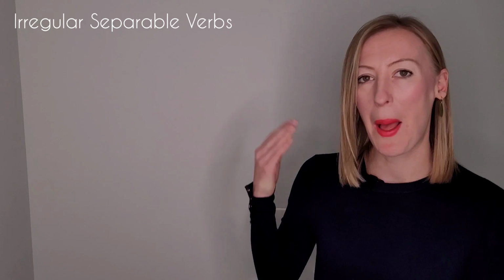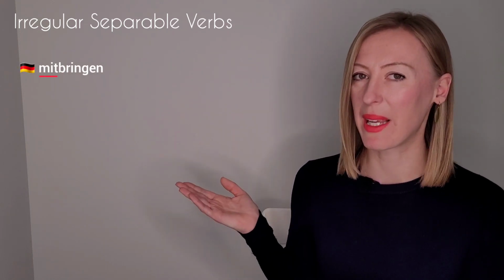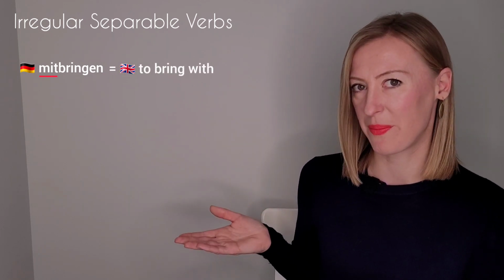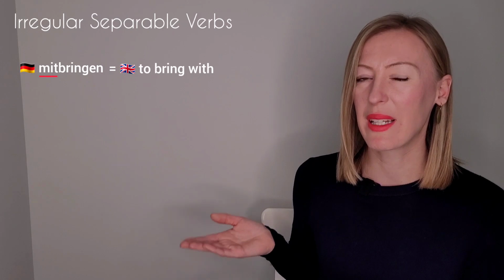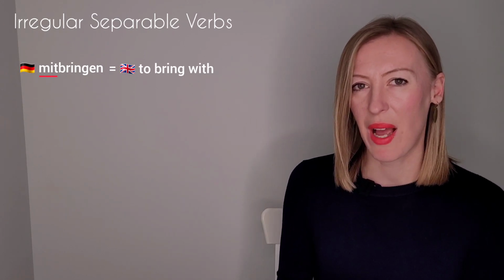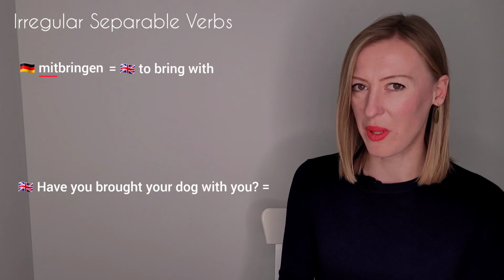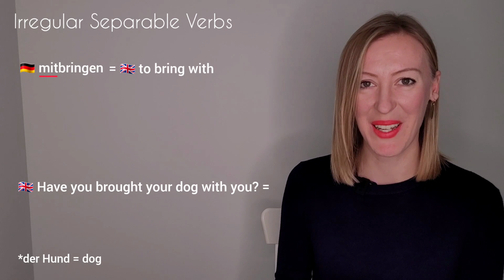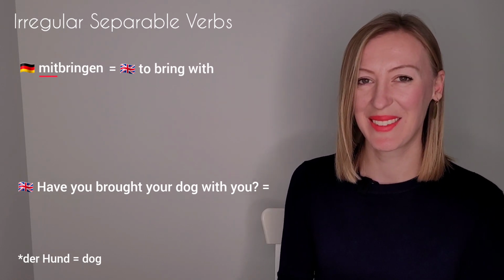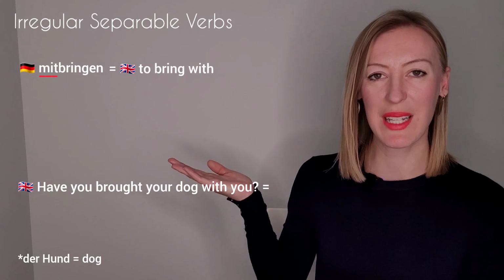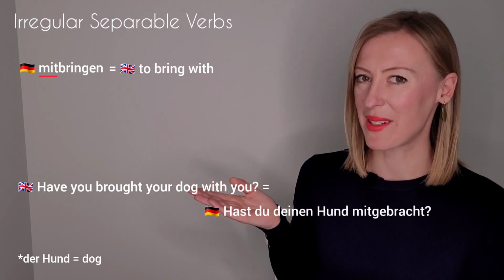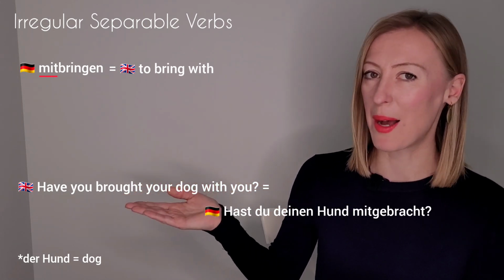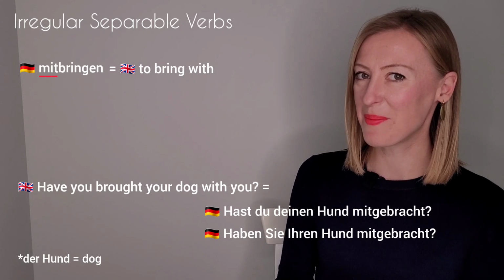Another irregular verb, mitbringen. Bringen means to bring, and mitbringen means to bring with. So to bring with you. And bringen is very, very irregular. So how would you say, have you brought your dog with you? Dog is der Hund. Last one, have a go, pause the video, and then we'll check together. So, two options. If we've gone for the informal you, hast du deinen Hund mitgebracht? If we've gone for the formal you, haben Sie Ihren Hund mitgebracht?